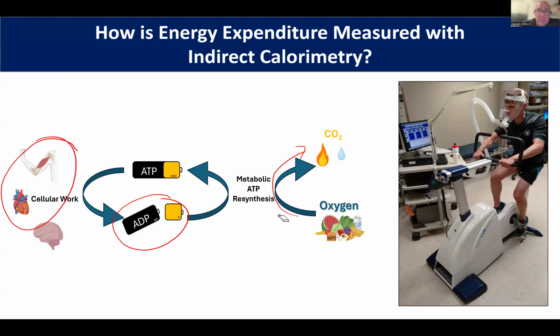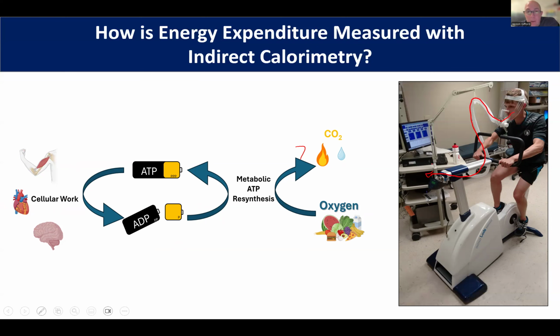So with this mask, we have my friend Josh here exercising on a bike, and his exhaled breath goes down into a machine here, and we measure how much oxygen he's used. We know how much oxygen is in the air, so we look at how much oxygen is in his exhaled breath, and we can tell what he's used. And we know that the oxygen that's disappeared has been used in metabolic ATP resynthesis to fuel work.